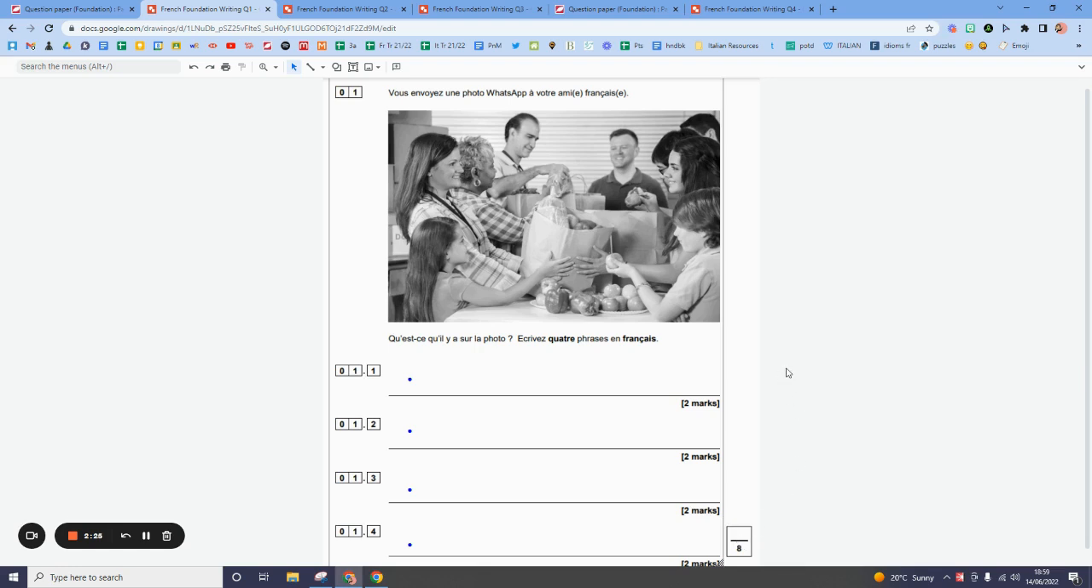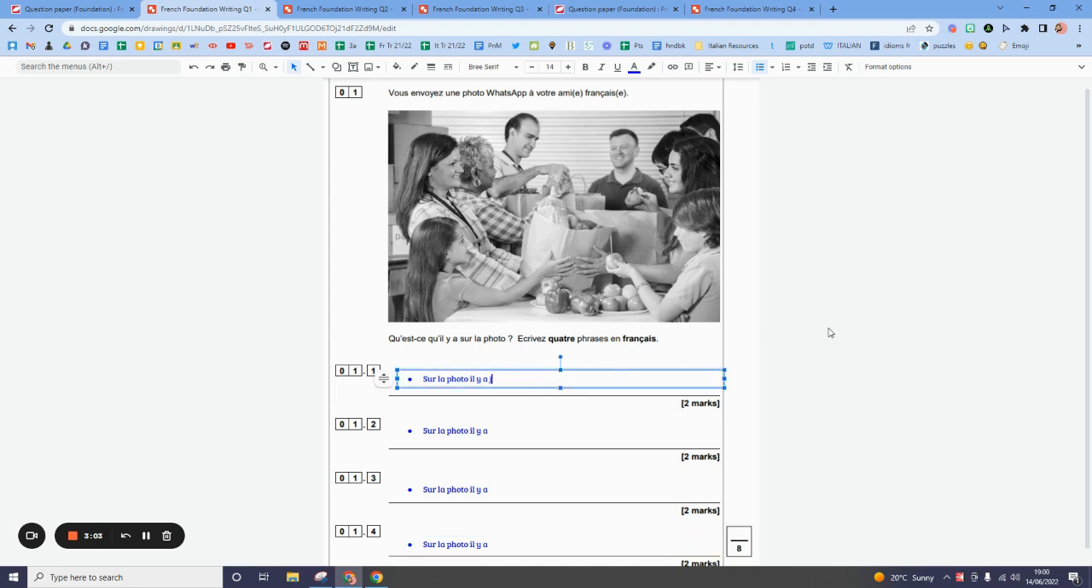First thing to remember, this is an easy level question. You don't need opinions, and you don't need tenses, and you don't need intensifiers and all of the other fancy schmancy stuff that we're definitely going to want later in the paper. But here, we just want to write accurate French sentences worth 2 marks apiece. My top tip is to start each sentence with Sur la photo il y a. I'm going to copy paste that onto all of my sentences. Now all I have to do is say what's in the picture.